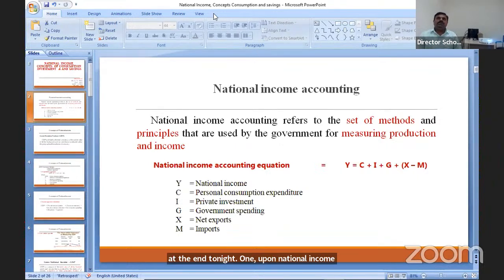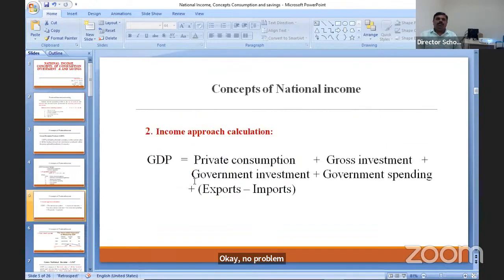Online students, is there any doubt about consumption, savings or income? Okay, no problem. Okay, we have completed that point.